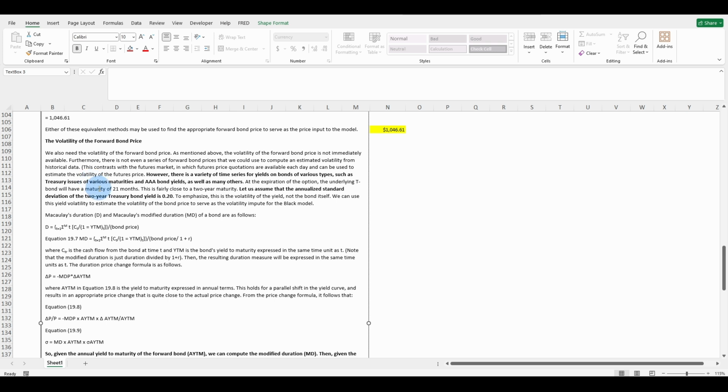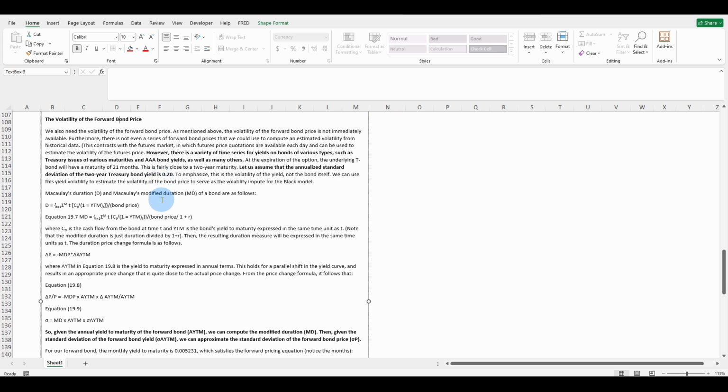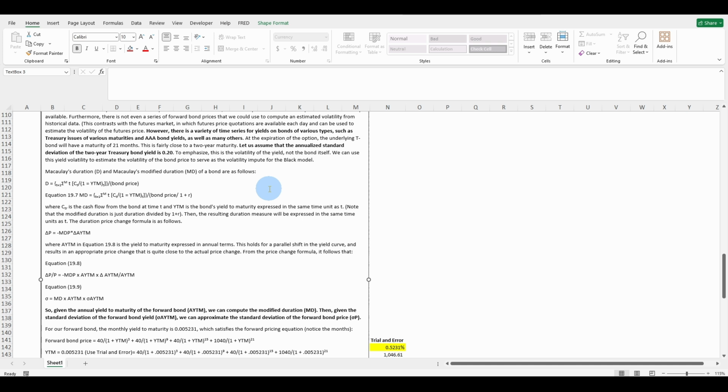At the expiration of the option, the underlying T-bond will have a maturity of 21 months. It's fairly close to a 2-year maturity. Let us assume that the annualized standard deviation of the 2-year Treasury bond is 0.2. To emphasize, this is the volatility of the yield, not the bond itself. We can use the yield volatility to estimate the volatility of the bond price to serve as the volatility input for the Black-Scholes model. So we're going to use Macaulay duration and Macaulay's modified duration of a bond as follows.